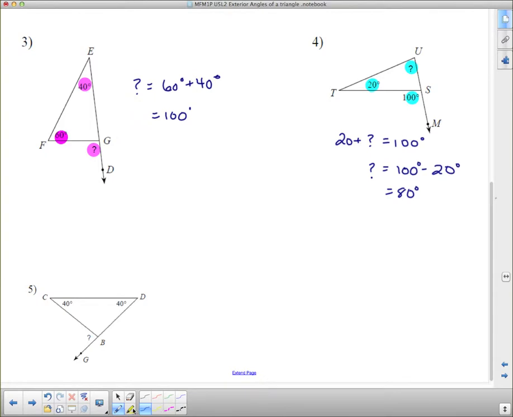Okay, now the last one over here, let's get my trusty highlighter again. I know that this angle and this angle have to add up to this exterior angle. So again, 40 and 40, this one's pretty straightforward. I know that the question mark has to equal 40 plus 40, which is 80. And I should have all my little degree symbols on there.